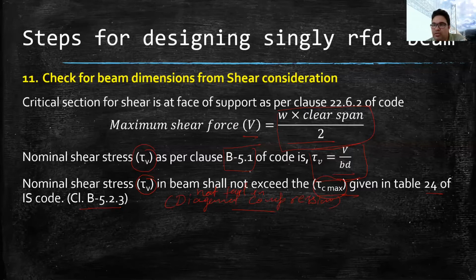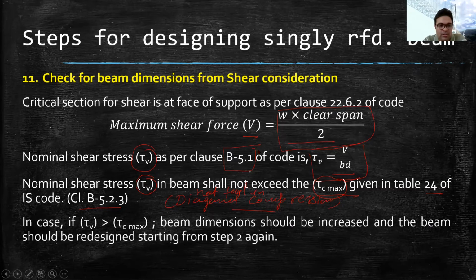Now, how do we take care of the problem of diagonal tension? We will see that now. In case, by chance, this criterion is not satisfied, that is, if the value of tau v is more than tau c max, then what we have to do is increase the beam dimension, and the beam should be redesigned starting from step 2.